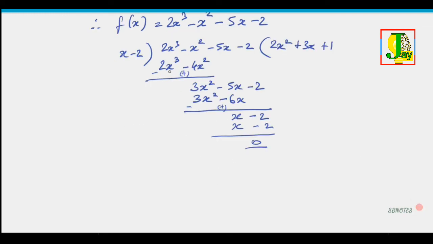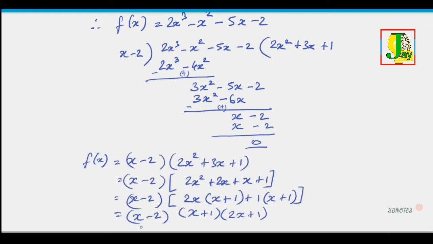So here is the division. After dividing, you get the quotient as 2x squared plus 3x plus 1. Now factorize it. And hence the factors of f(x) are x minus 2, x plus 1 and 2x plus 1.